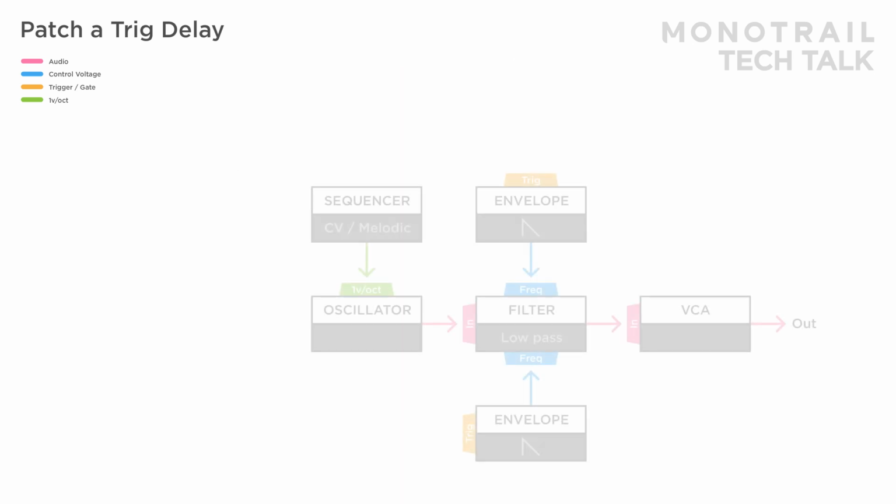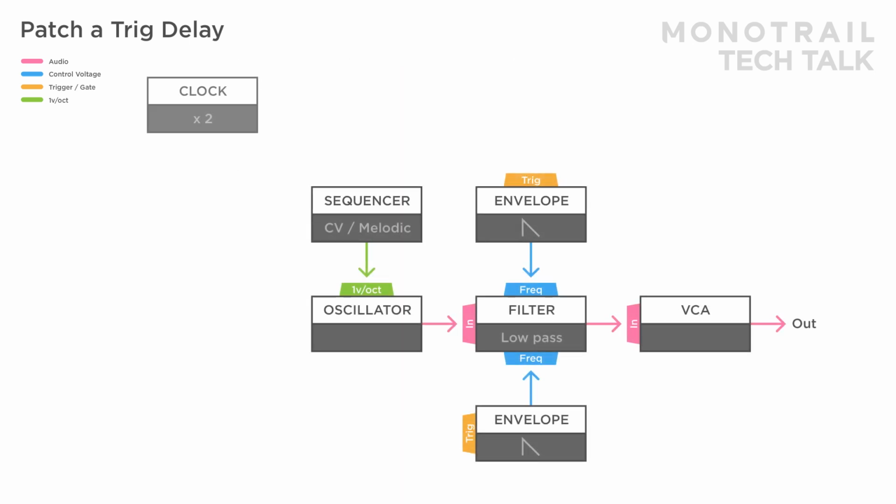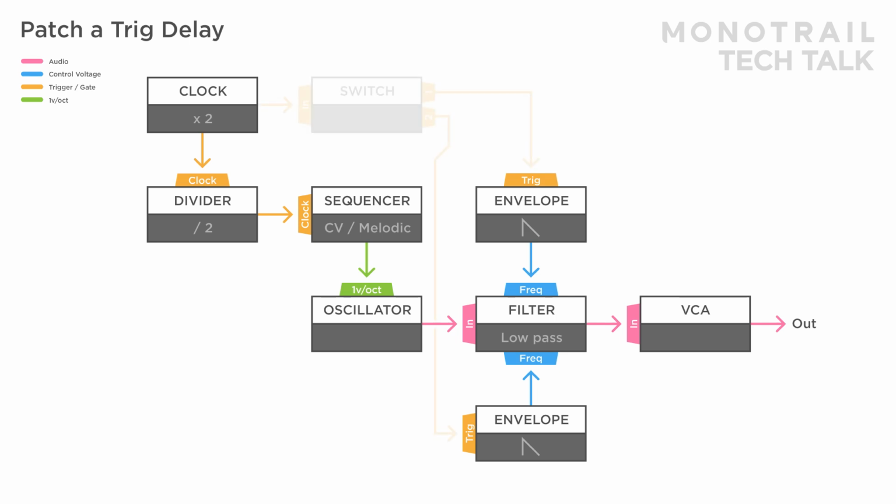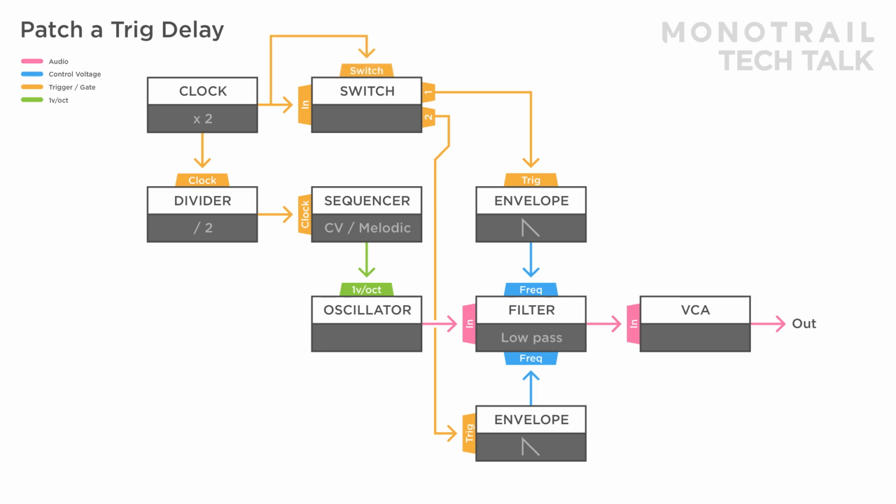Another trick is to use a clock running at twice the speed of your sequence. Use a divider to bring your sequencer to regular speed. Then send the double time clock through a switch to trigger two envelopes. Use the same double time clock to switch the outputs. This will alternate the envelopes. Let me know if you have other ideas for this trick.